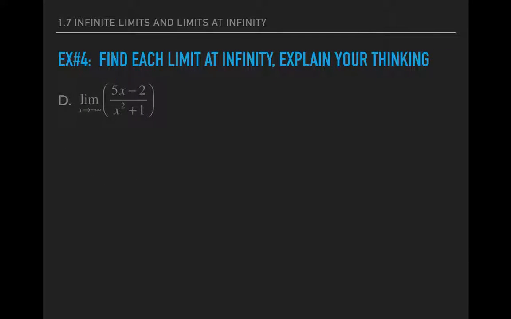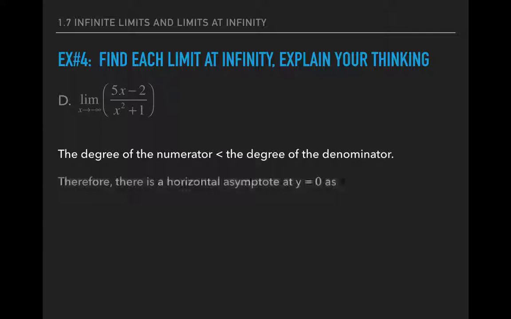Last part here in this example number 4. Again, another rational function. And in this case, we are bottom heavy. The degree of our denominator is larger than the degree of our numerator. In this case, there is a horizontal asymptote at y equals 0, which is the x-axis, as your x value goes to negative infinity. Which means that our limit here would also be 0.